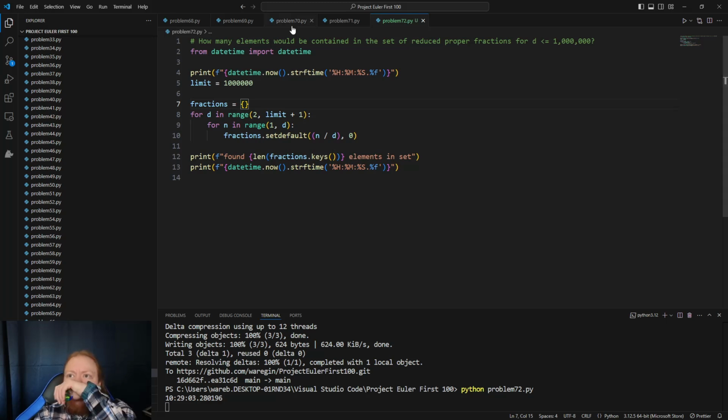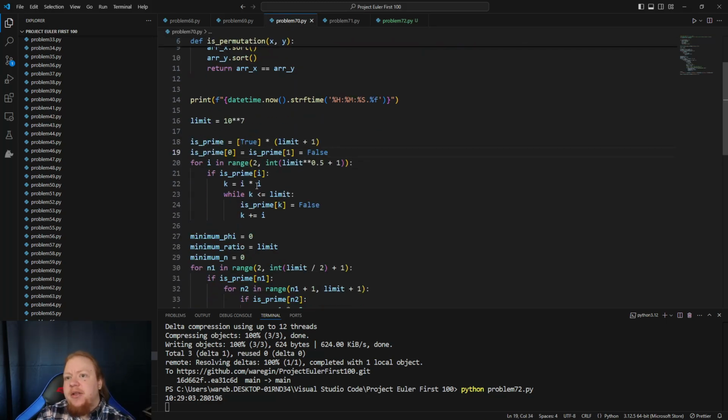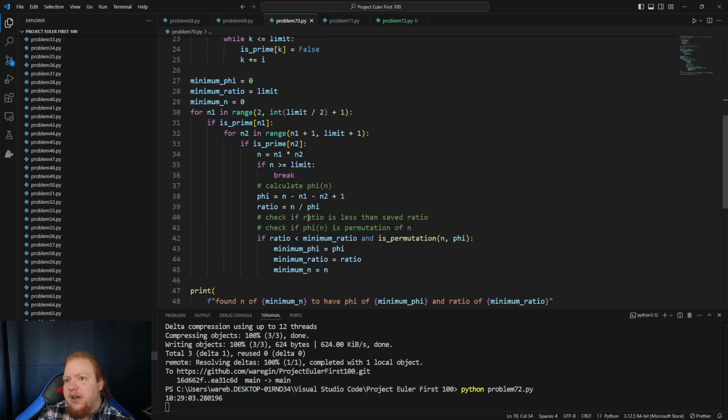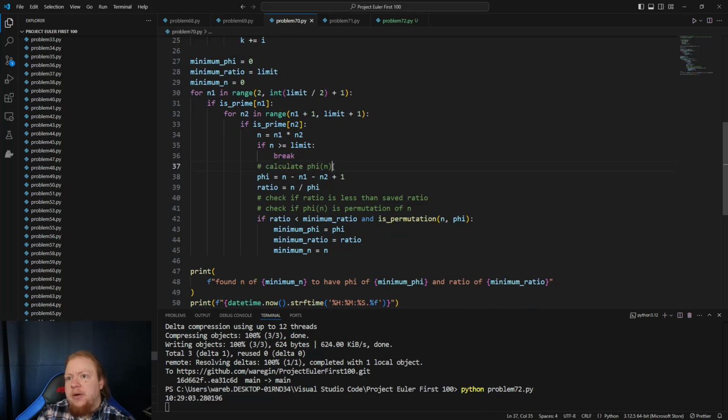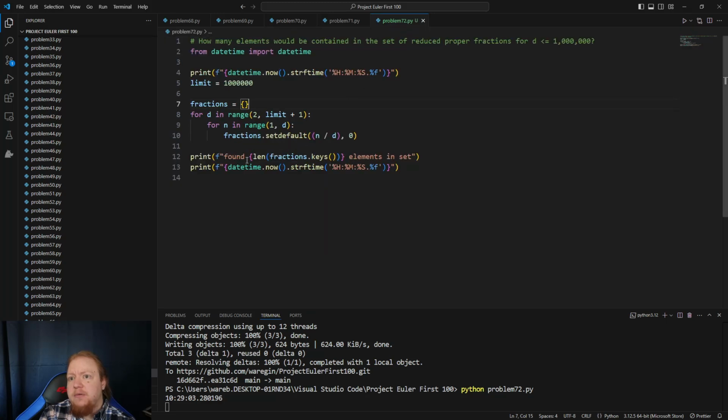So, in problem 70, we were actually calculating phi in a particular way, where it was just n minus the prime factors of n, which in this case, d would be our n, which is not confusing at all, I'm realizing. Okay, so sum is actually going to be 0.